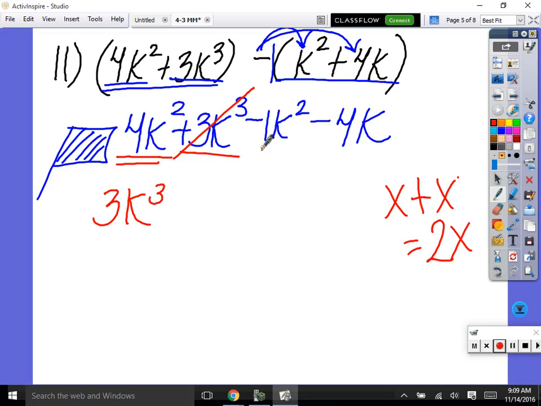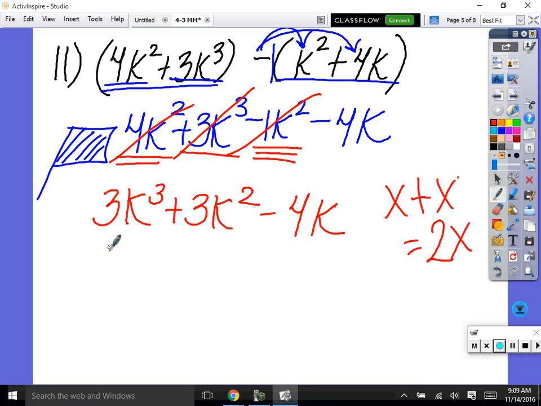4k squared minus 1k squared is how many k squareds? 3k squareds, positive 3k squareds. Very good. So we've done those. And then last, minus 4k. Now, once again, we can't combine. This is an apple, an orange, and an apricot, right? We can't combine those. Is everybody good with that?